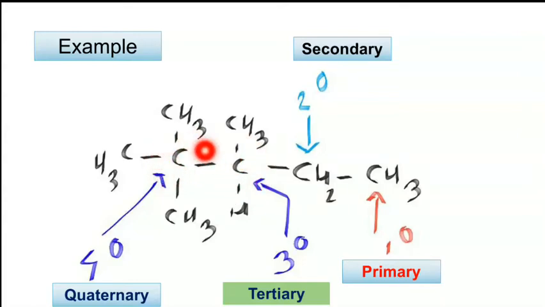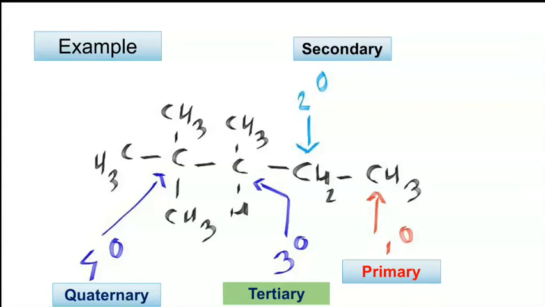Then the quaternary carbon atom. So it is simple. The quaternary carbon atom is directly bound to four other carbon atoms, hence it will be the quaternary carbon atom. Okay, so remember, in this structure the quaternary and tertiary carbon atoms are bound to four other carbon atoms and three other carbon atoms.